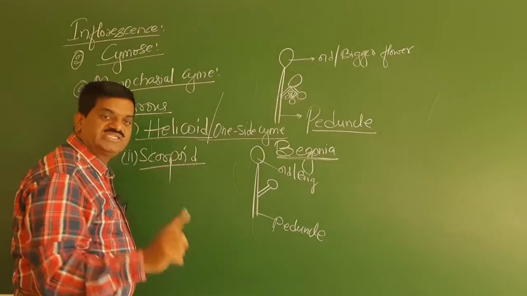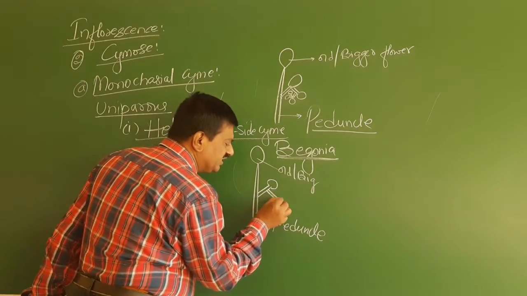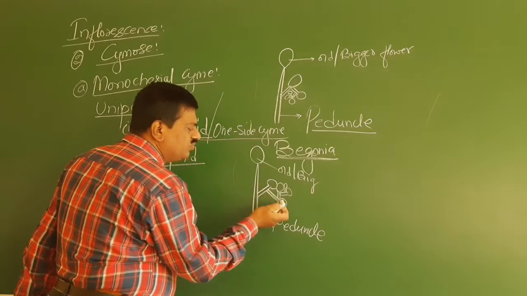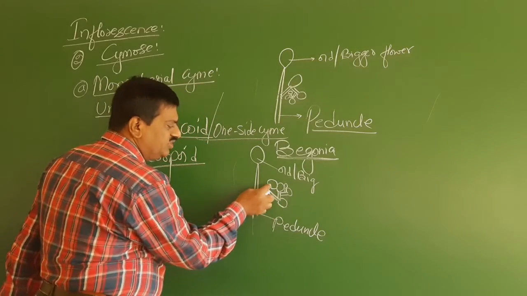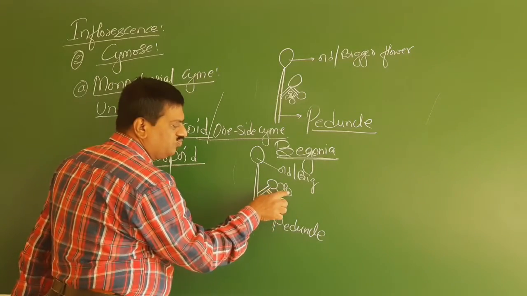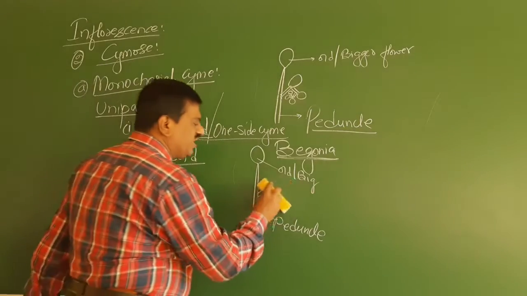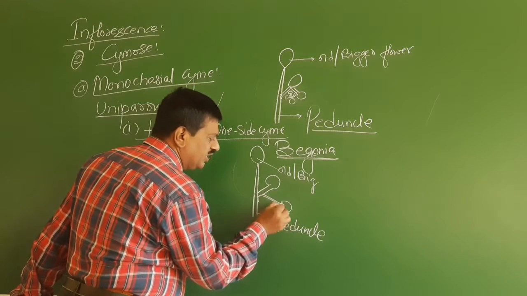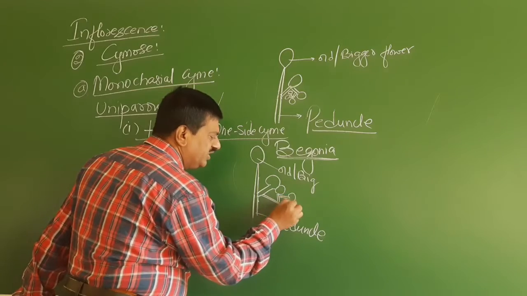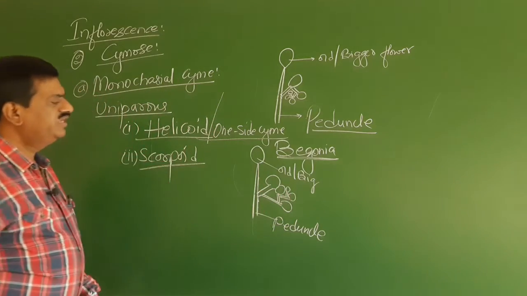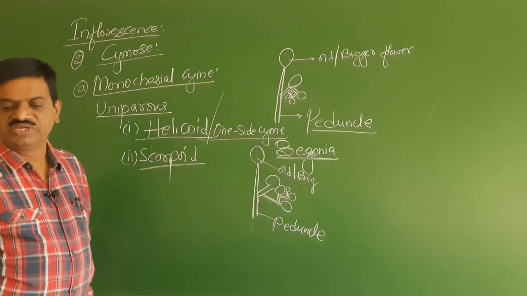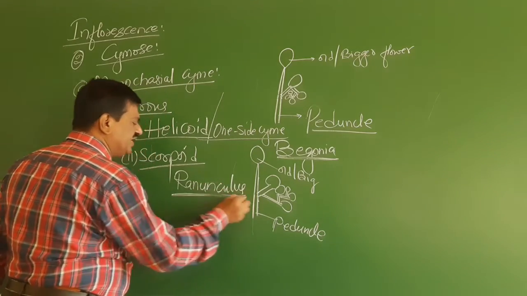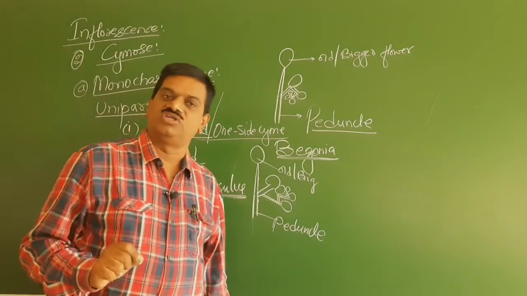In a scorpioid, flowers are present in left and right positions like this. So here the flowers will be in a zigzag fashion. From here the flower starts, from here one more flower, from here one more flower, like this. It is in the form of a zigzag fashion. So it is called scorpioid. The example for this is ranunculus. Ranunculus is an example for scorpioid type of inflorescence.